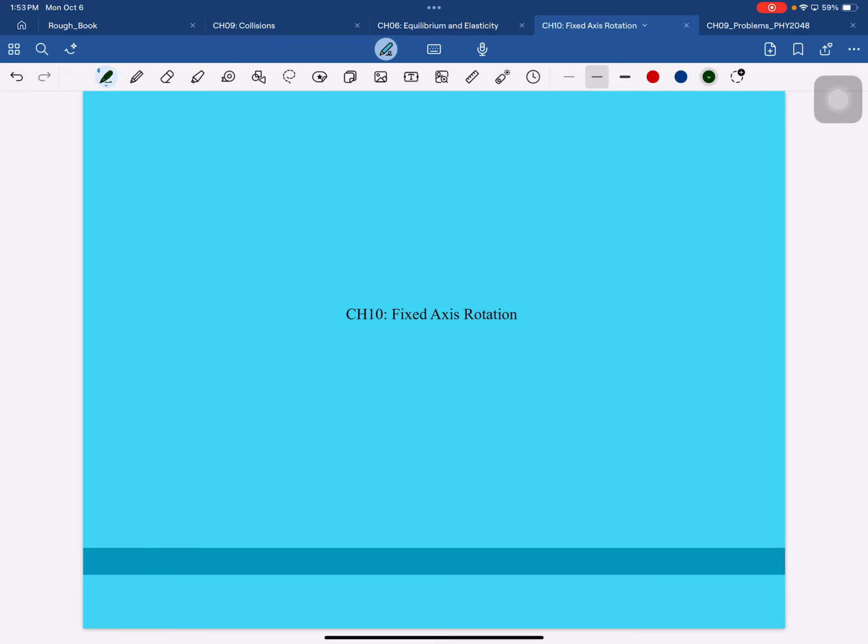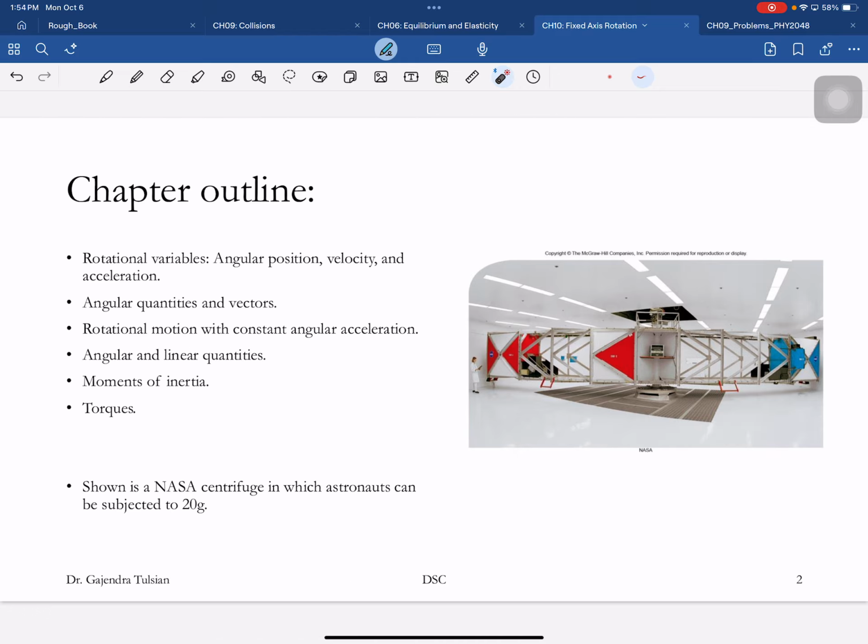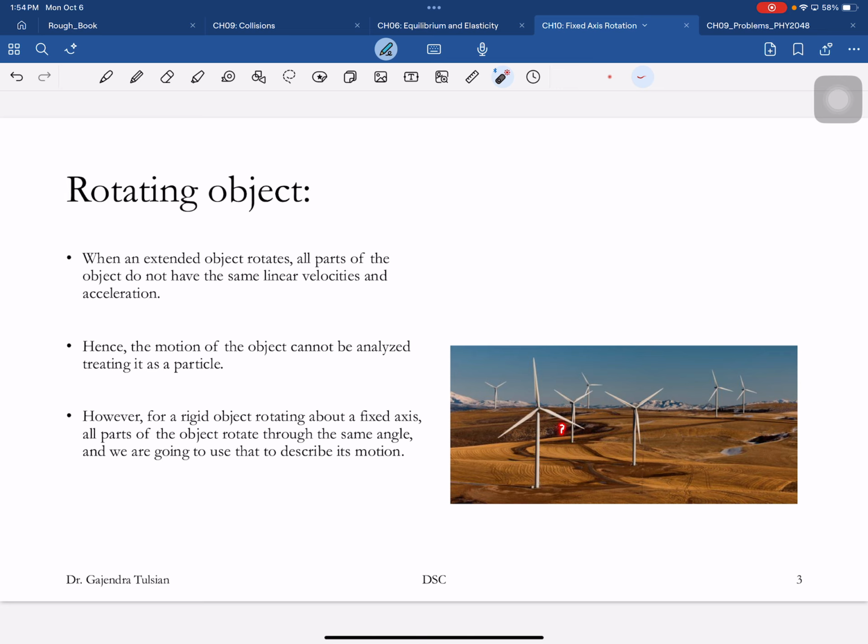Okay, so this chapter is about fixed axis rotation. What we'll do is study a rigid object. This is a rigid object that is rotating about that axis. Now, in the first 9 chapters, you studied an object doing translational motion.